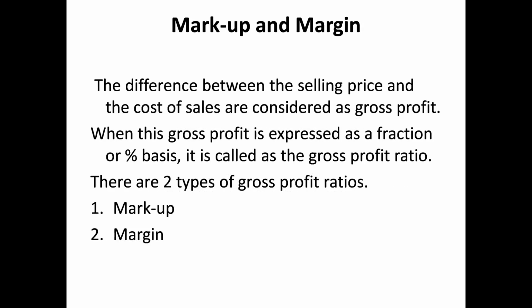What do you mean by gross profit? Gross profit is the difference between the selling price and cost of sales. Gross profit equals sales minus cost of sales. When you express the gross profit as a fraction or percentage basis, we call that gross profit ratio. There are two types of gross profit ratios in your syllabus. Those are number 1 markup and number 2 margin.